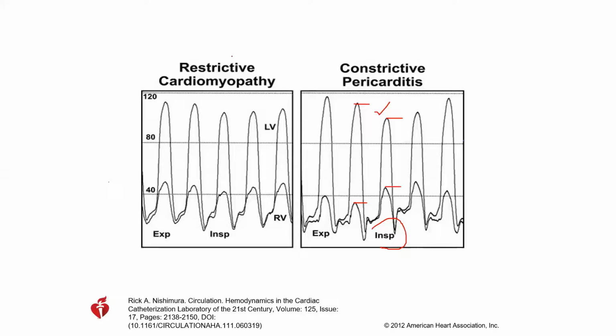Now compare it with the restriction. You go low, you go low. You go high, you go high. So this is concordance. Why do we have concordance in restrictive cardiomyopathy? Because there is no enhanced interventricular interdependence. We don't have it. But we have it in constriction. So this is the biggest discriminating feature between the two. Okay?